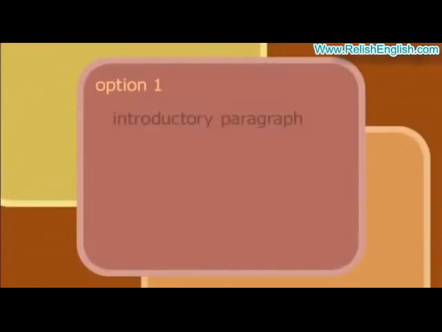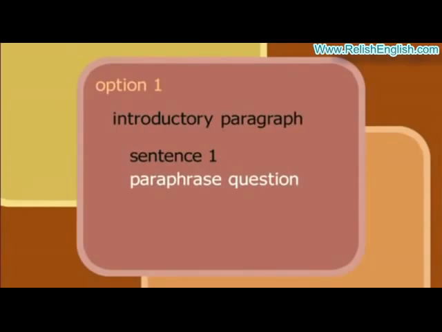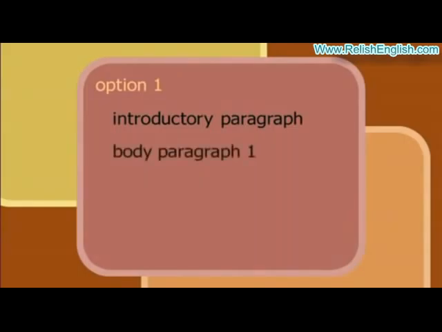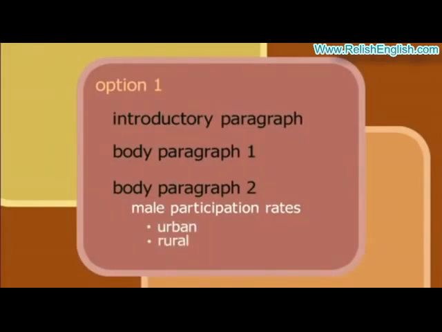The first paragraph is the introductory paragraph. It should only have 2 sentences. Sentence 1 should paraphrase the question, and sentence 2 should outline your approach to the data. The second 2 paragraphs are body paragraphs 1 and 2. In the first, you might address female participation rates for each location: urban, rural, and remote. In body paragraph 2, you'd talk about male participation rates for each location: urban, rural, and remote.